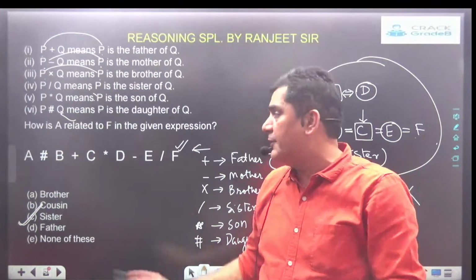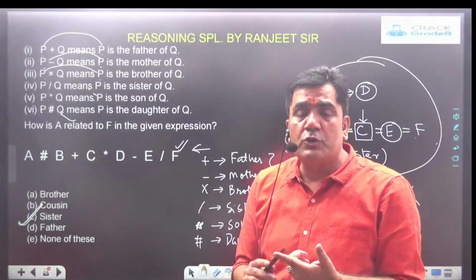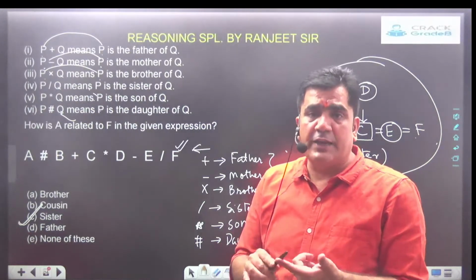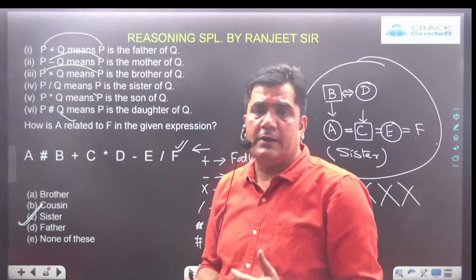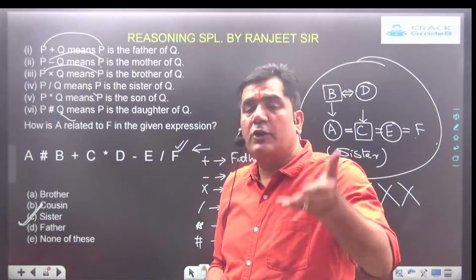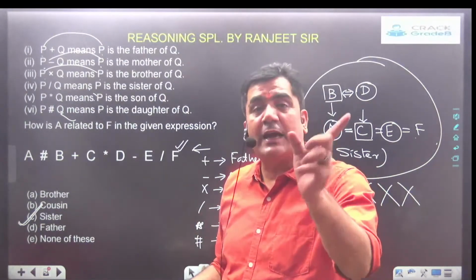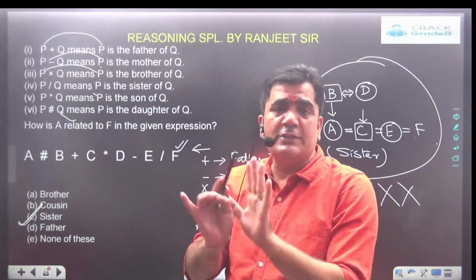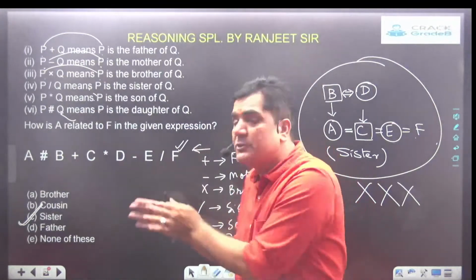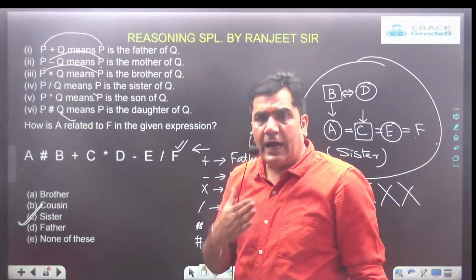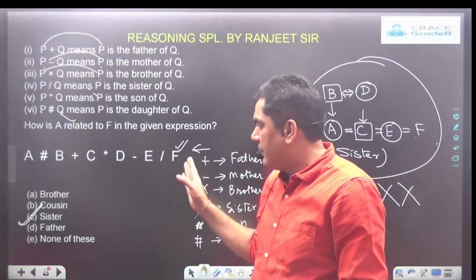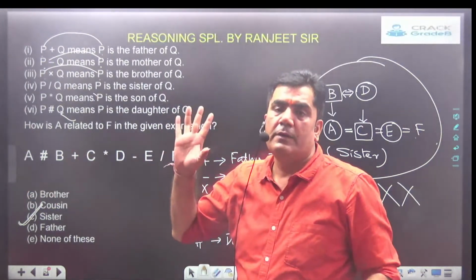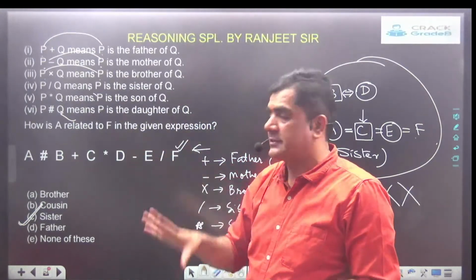It never means F must be male. You should not assume the gender of the person. Let's assume you are female. If you are assuming yourself to be F, it never means F is female. Don't assume the gender. Simply I am assuming myself to be F, and now I will give my family members the names A, B, C, D, E. I am going to involve my family in this. Now let's see how to get the answer.